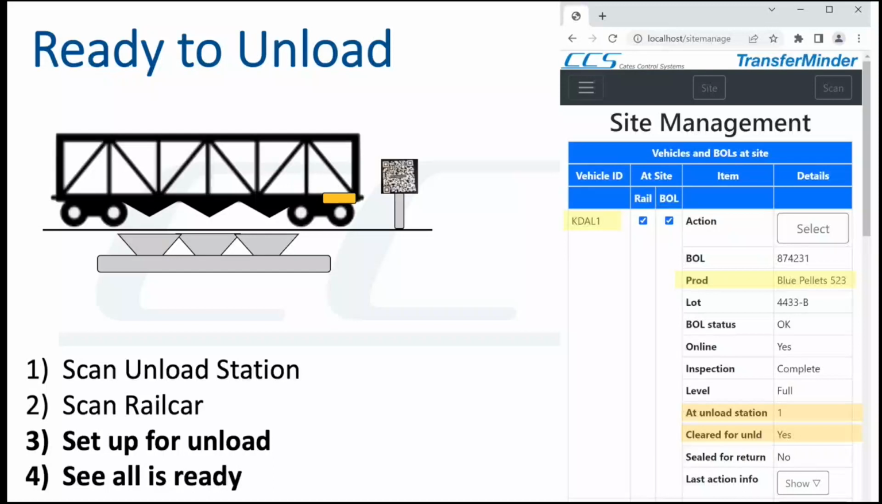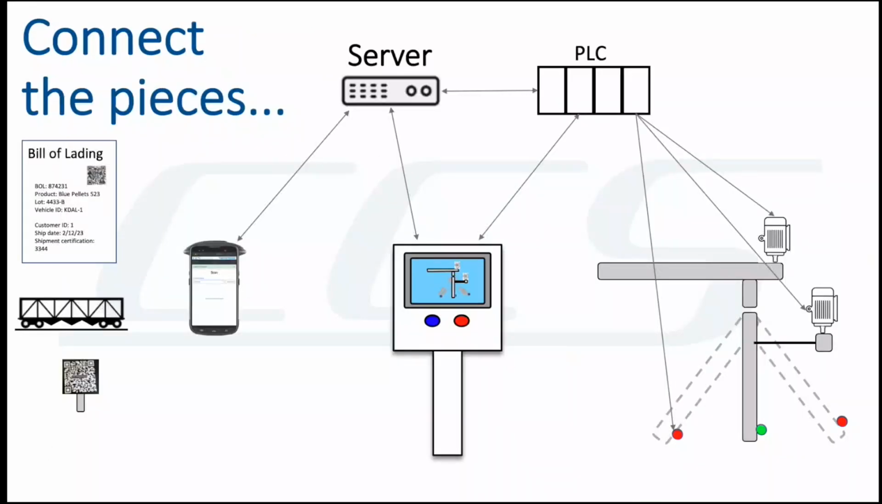Well, how does this all connect together? It connects together like this. Starting from the left, we have the bill of lading with a QR code, and the QR code contains everything about the shipment of that material in that rail car. We've got the rail car itself with an RFID tag so we can identify it with a scanner, and we've got a barcode at the unload station so that we can scan the unload station.